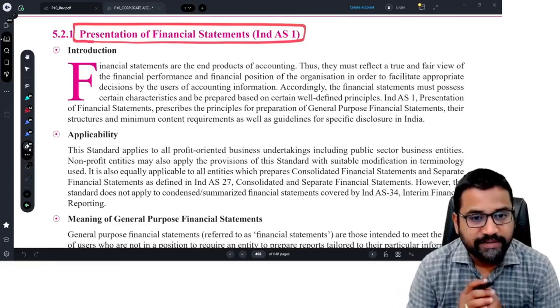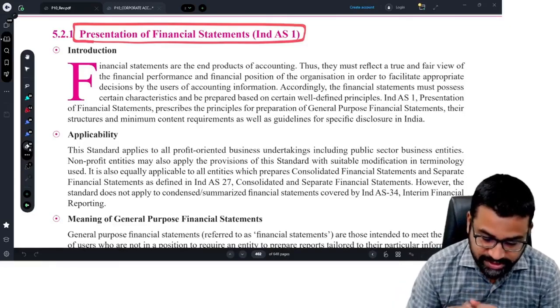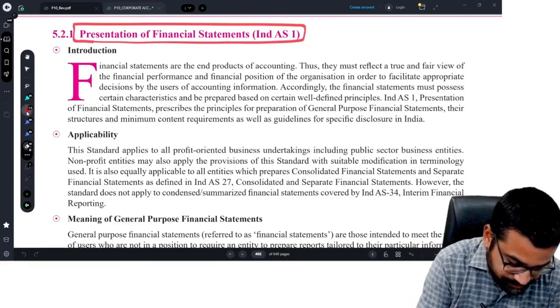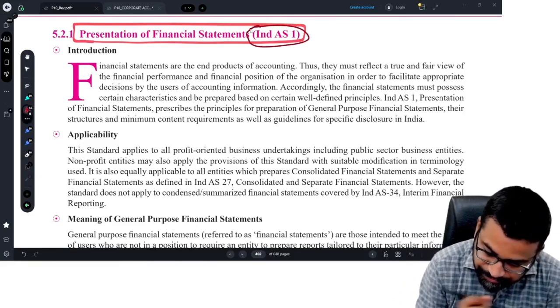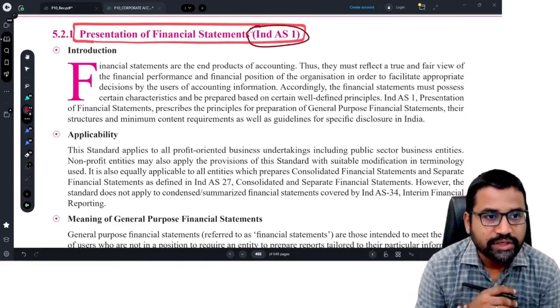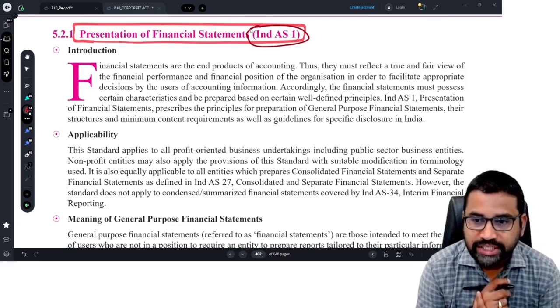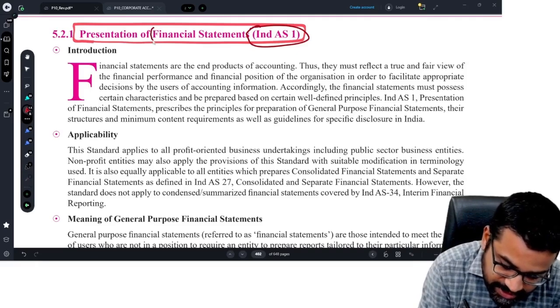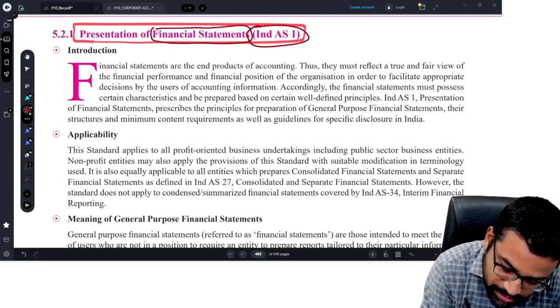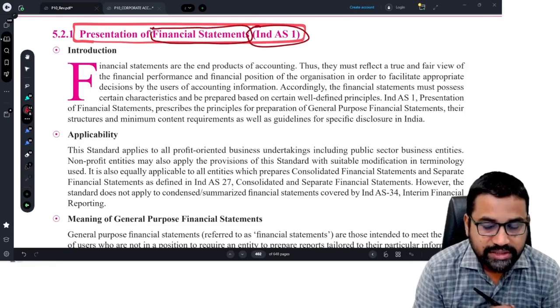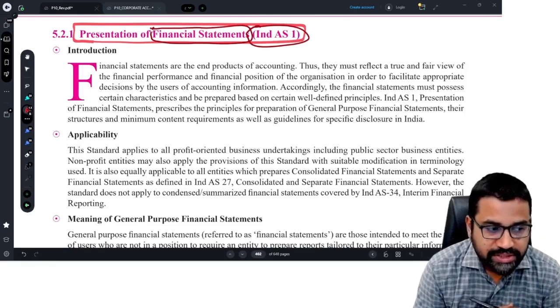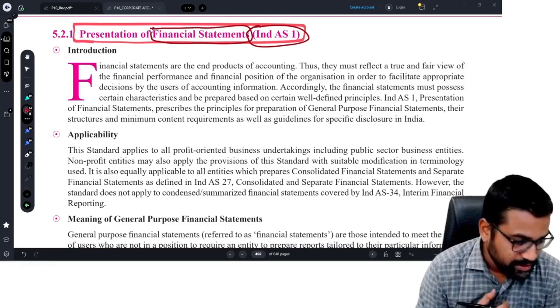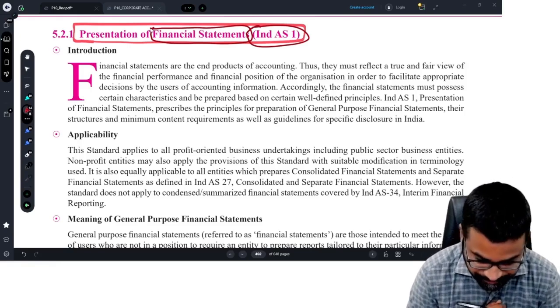The first standard for discussion in corporate accounting is Ind AS 1. What is Ind AS 1? Presentation of financial statements. The name itself says it is all about financial statements: when you prepare financial statements, how the presentation should be made.